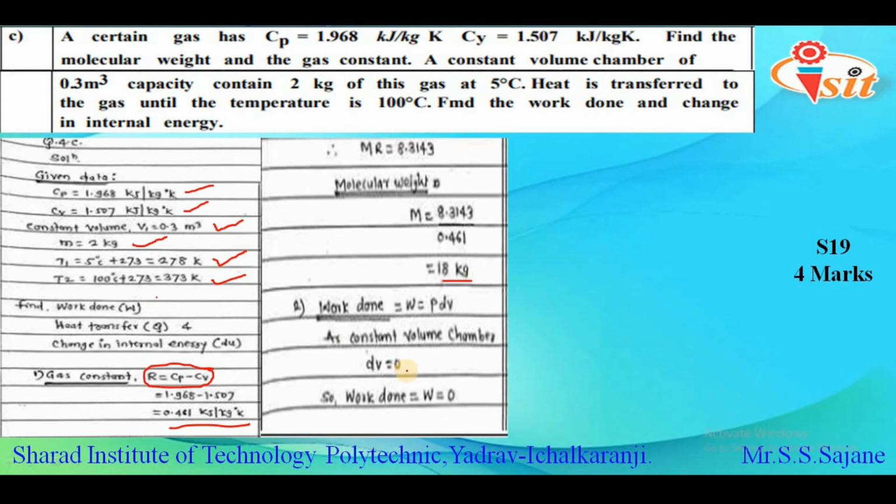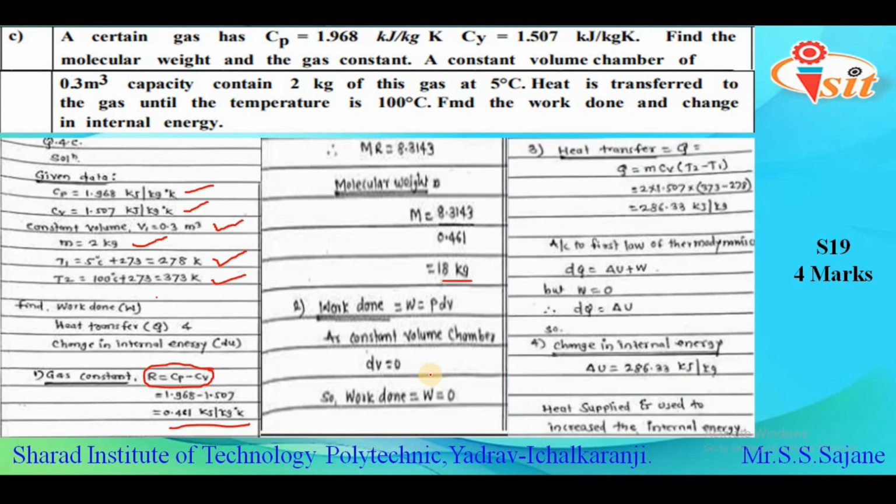Now if we look at the remaining part, that is change in internal energy, then we can determine this value by using the first law of thermodynamics, which is given as heat transfer is equal to change in internal energy plus work. However, we have determined that work is equal to 0. So if we substitute this value of work in the first law of thermodynamics, then we will get heat transfer equal to change in internal energy.